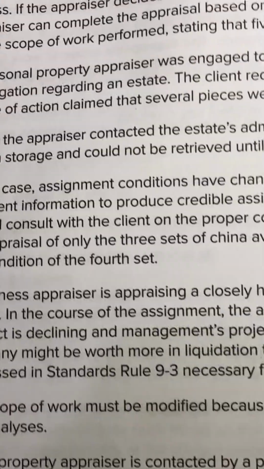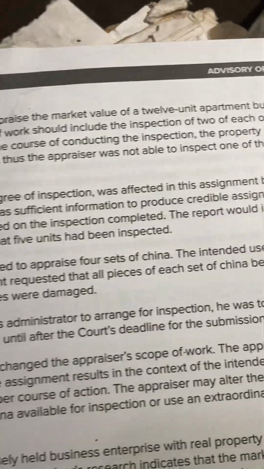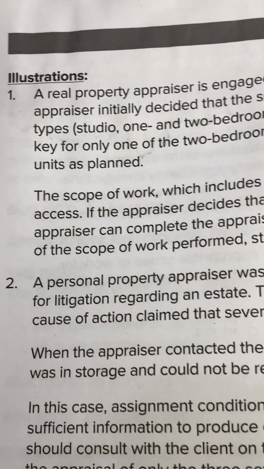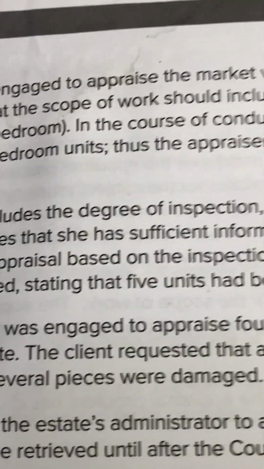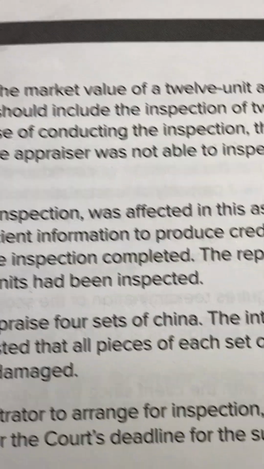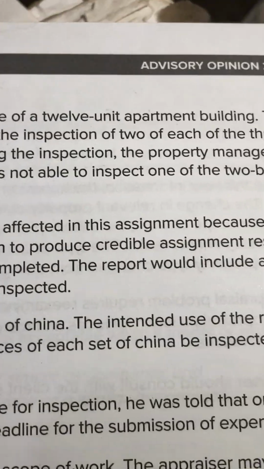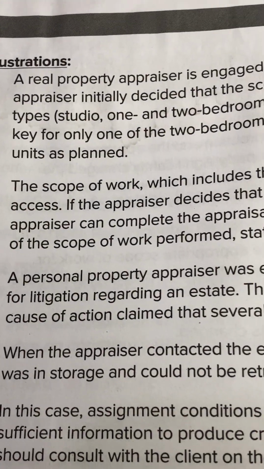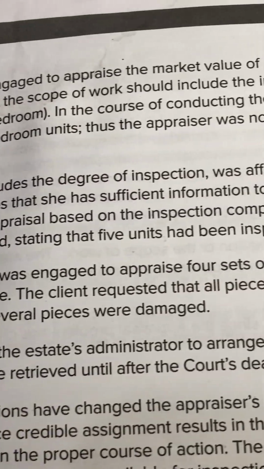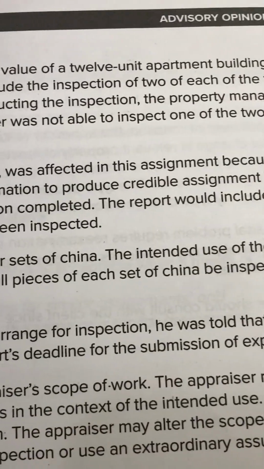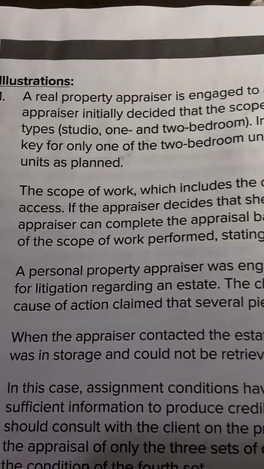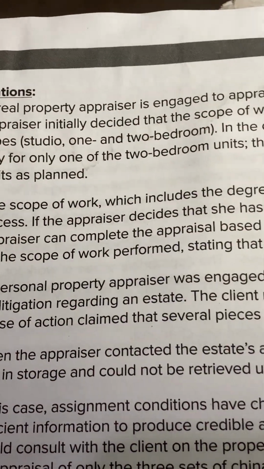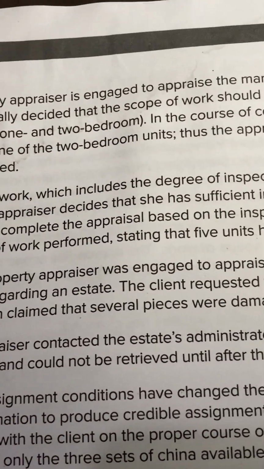Page 147, Advisory Opinion 28 continued. Illustrations. Number 1. A real property appraiser is engaged to appraise the market value of a 12-unit apartment building. The appraiser initially decided that the scope of work should include the inspection of 2 of each of the 3 unit types. For instance, studio, 1 and 2 bedroom.